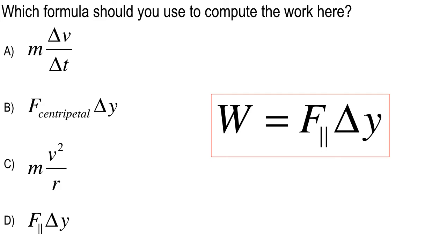Ooh, somebody selected E. I should put a minus one for that. Anyways, there is no option E. 85% of you chose this. And just to reinforce, it's F parallel. It's the component of the force that's parallel to the velocity or parallel to the path. In free fall, it's right along the path if it's just dropping straight down.